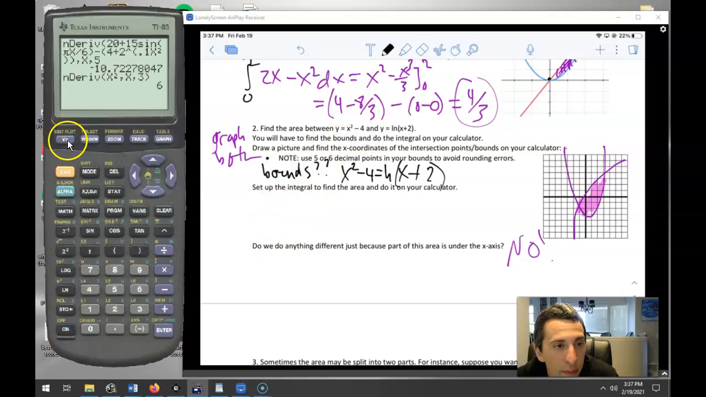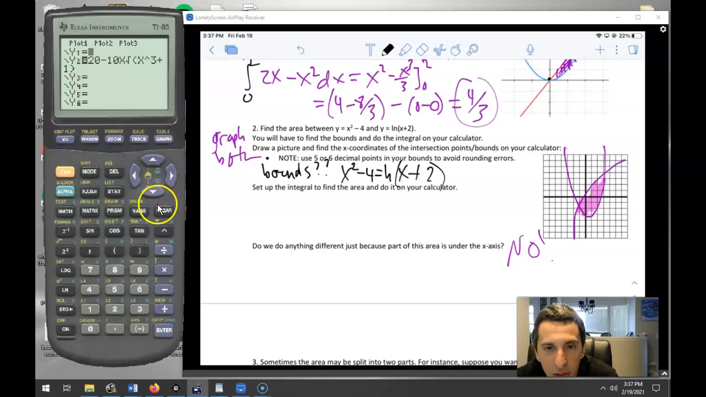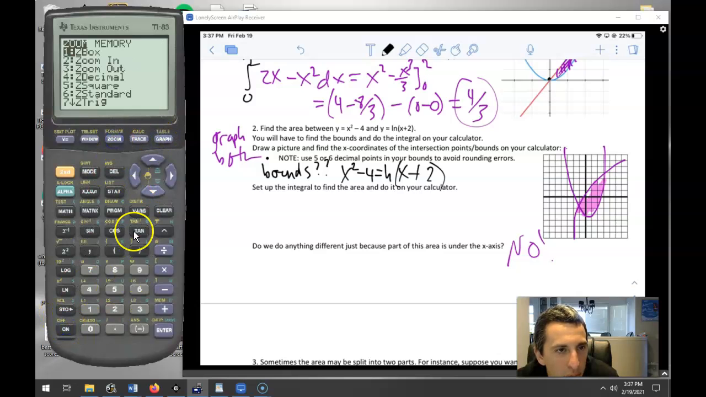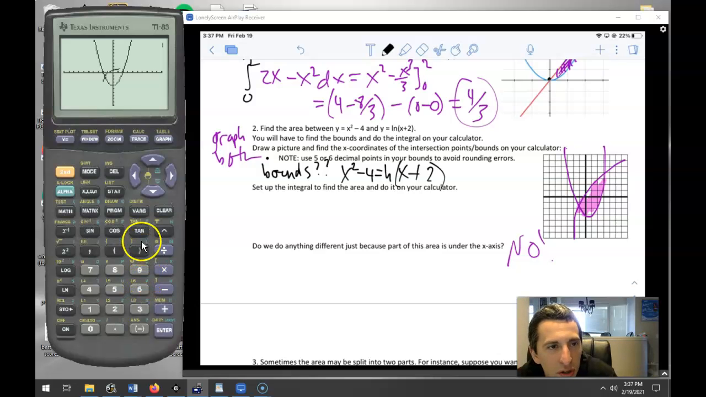So I'm going to graph both of these functions. I'll graph first x squared minus 4, and then second, I'll graph the natural log of x plus 2. Let's go ahead and do that. We'll graph both. I should just start with a standard zoom window so we don't have anything funky there. All right, so there's the x squared. Here's the natural log. So we see those two intersections right here.